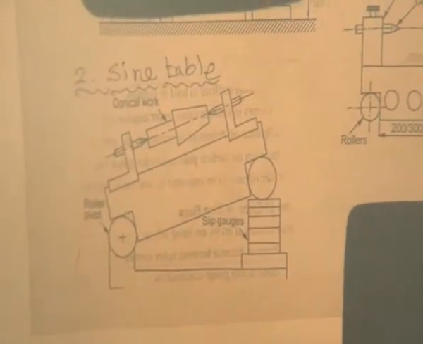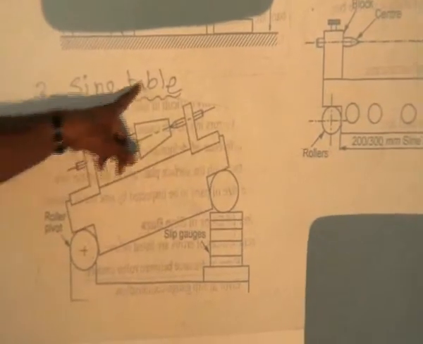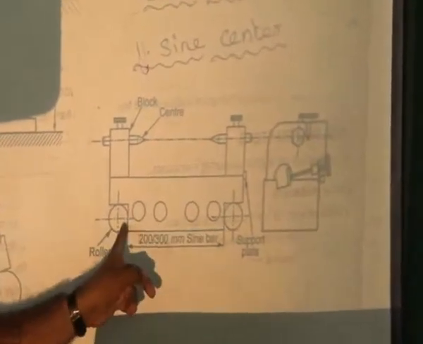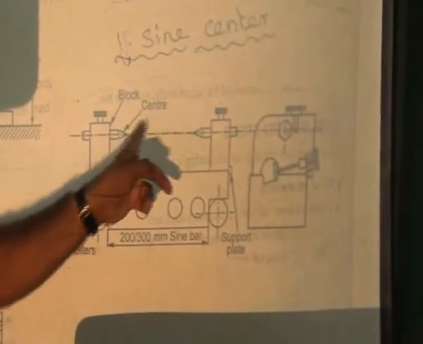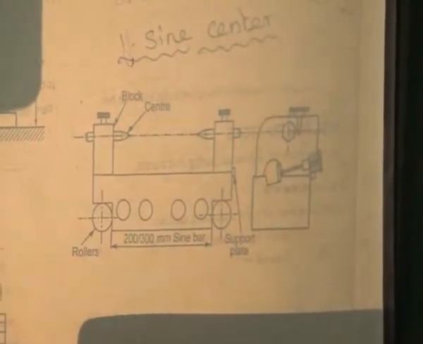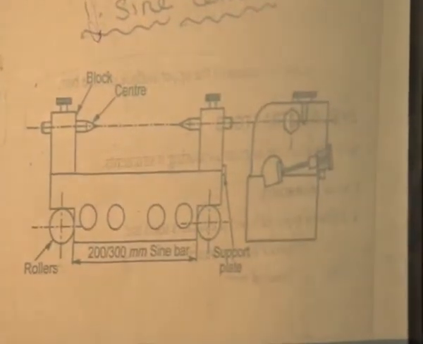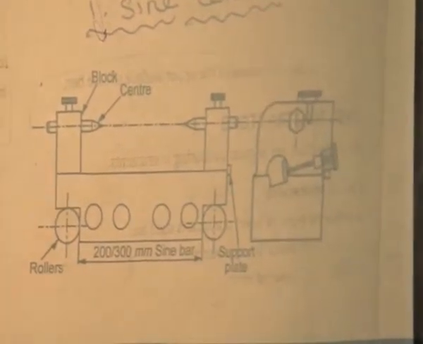These two modifications are only used to measure conical components. Smaller conical components we measure by using the sine table, and larger conical components we measure by using the sine center. The length between the centers of the sine center is more, and in between we can fix the component easily by using the two centers. So this is to measure the inclination of the component. That is the main thing.